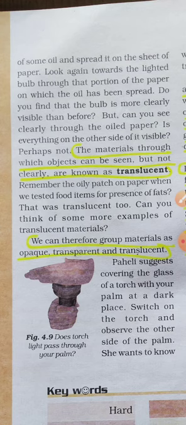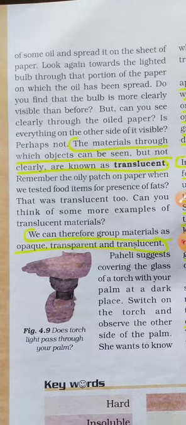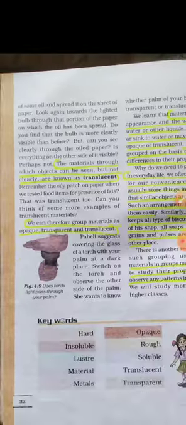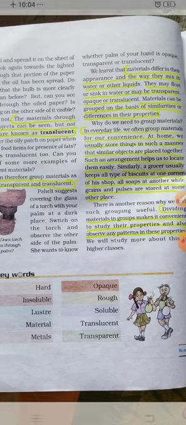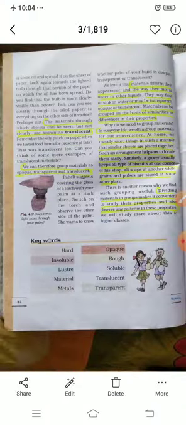Now we can therefore group materials as opaque, transparent and translucent. Paheli suggests covering the glass of a torch with your palm at a dark place. Switch on the torch and observe the other side of the palm. She wants to know whether the palm of your hand is opaque, transparent or translucent. Well children, perform this experiment. You might have a torch at your home.